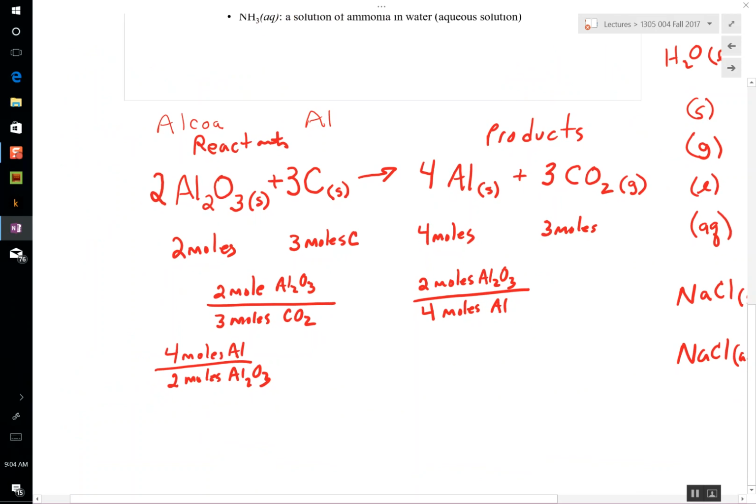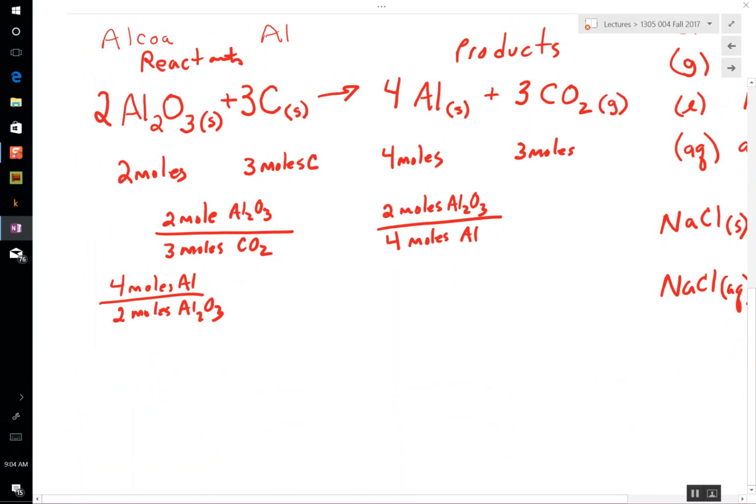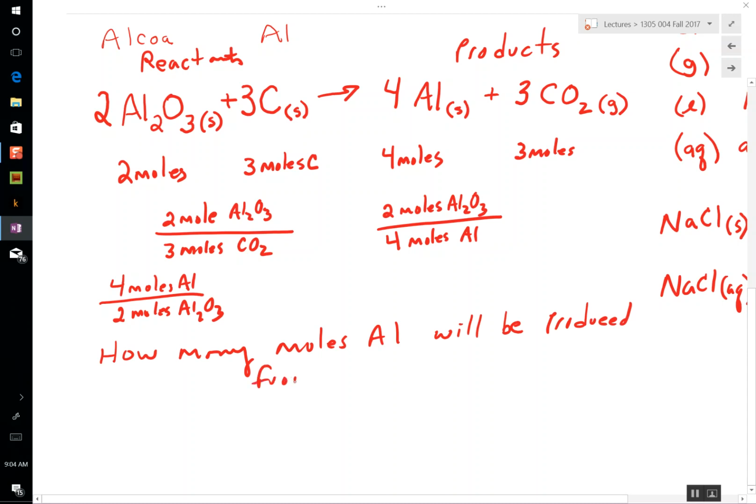So let's go one step further. Let's ask this question. How many moles of aluminum will be produced from the reaction of 12.9 moles of aluminum oxide?